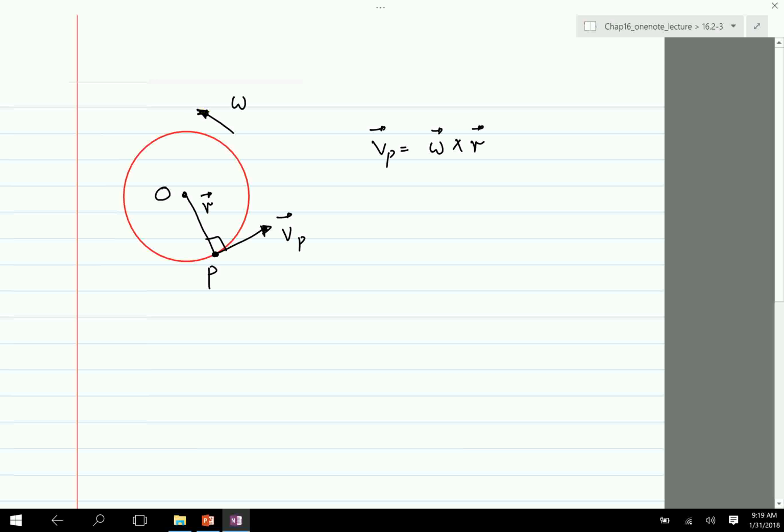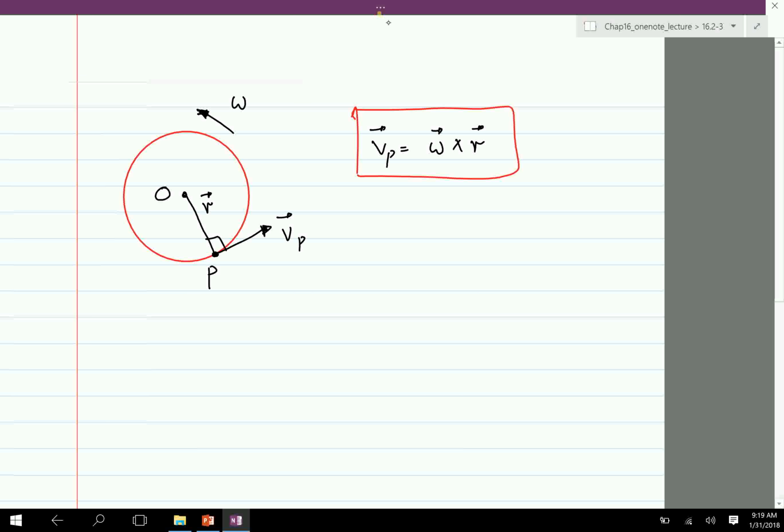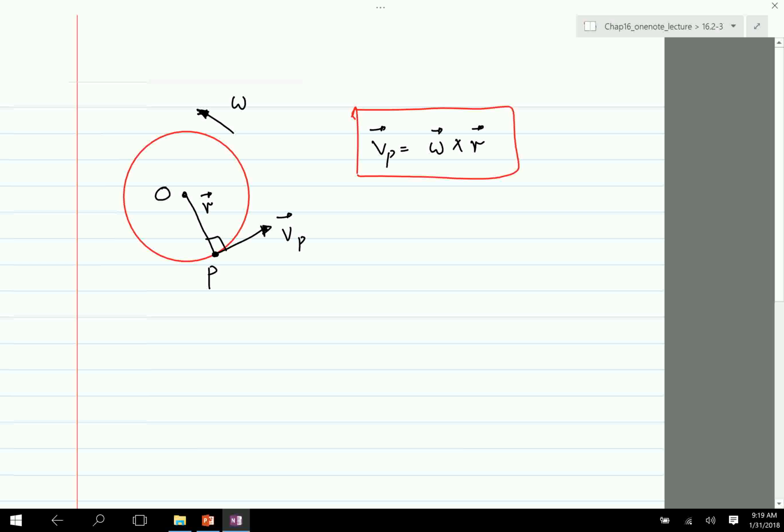Okay. So that is the velocity. The final thing we want to know is acceleration.